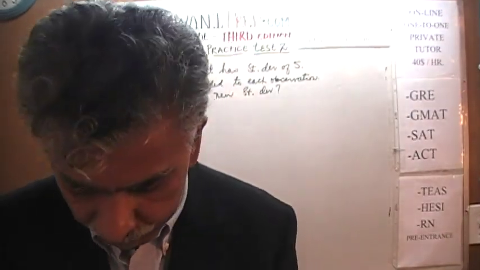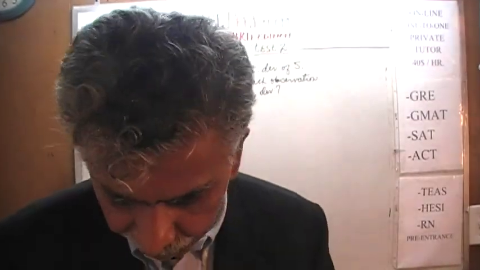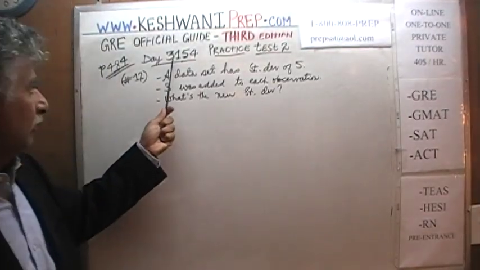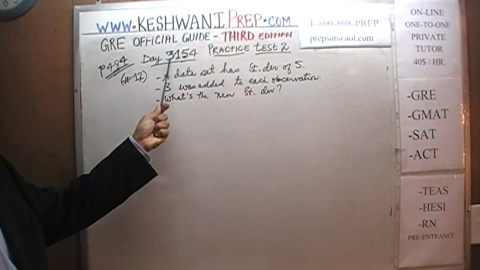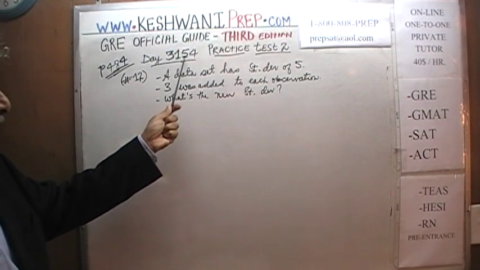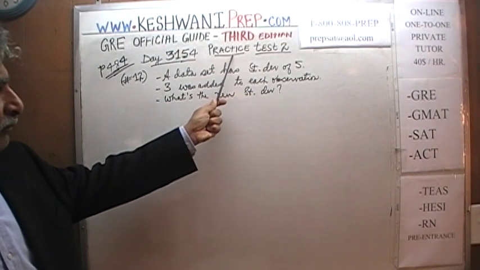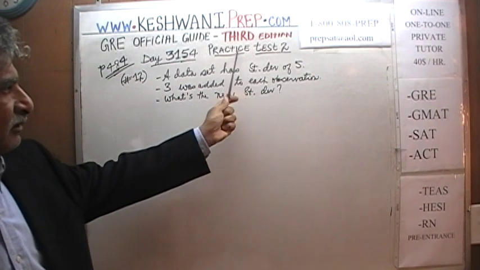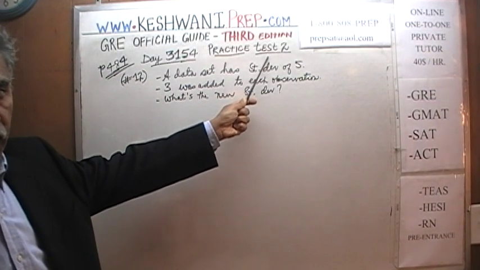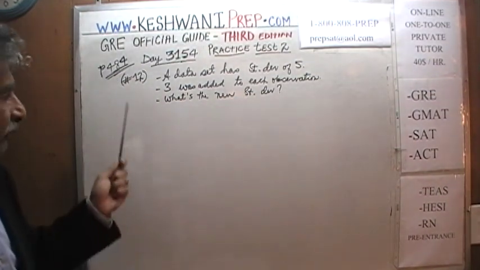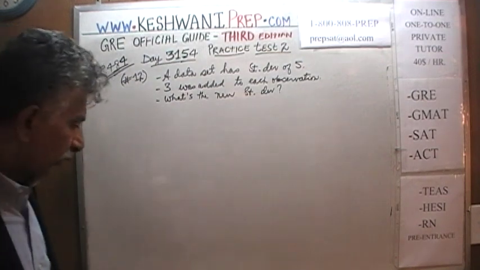Today is our lesson number 154. Day 3154. 3 is to signify the fact that we are in the third edition. Third edition, day 154. We are in the process of solving the math problem from the practice number 2 that you will find at the very end of the book on page number 484. Please turn to page 484. Number 12 is what we are about to do.